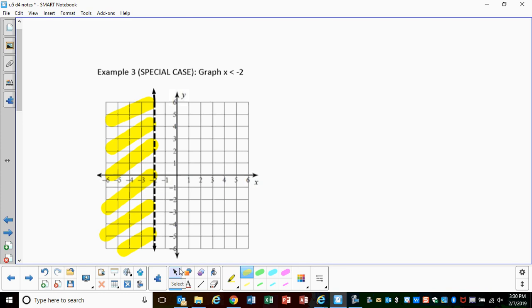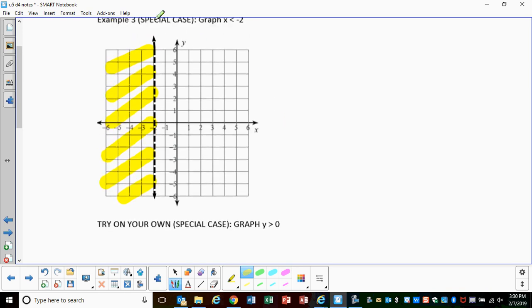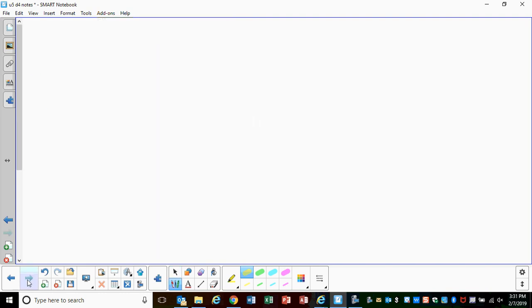All right. And then you guys have to do this one on your own. You have to graph y is greater than 0. So if x gives you a vertical line, y would give you what kind of line? It would go through that number. You just have to figure out where to shade and what kind of line. So give that stuff a try. I think that's it. Yeah.